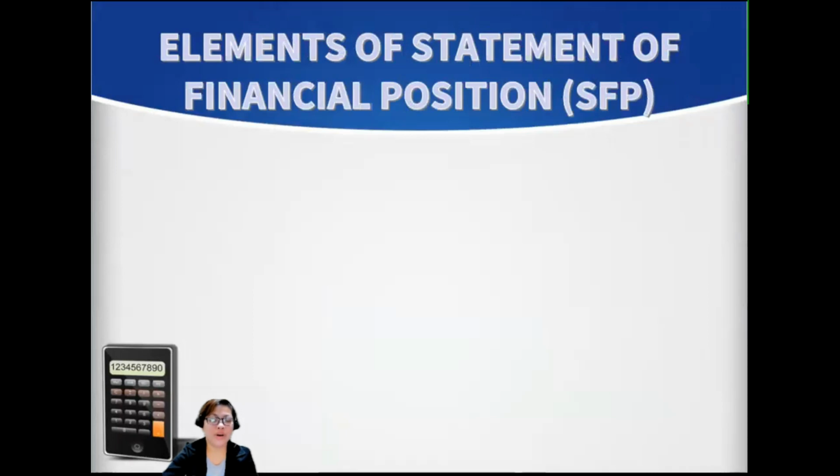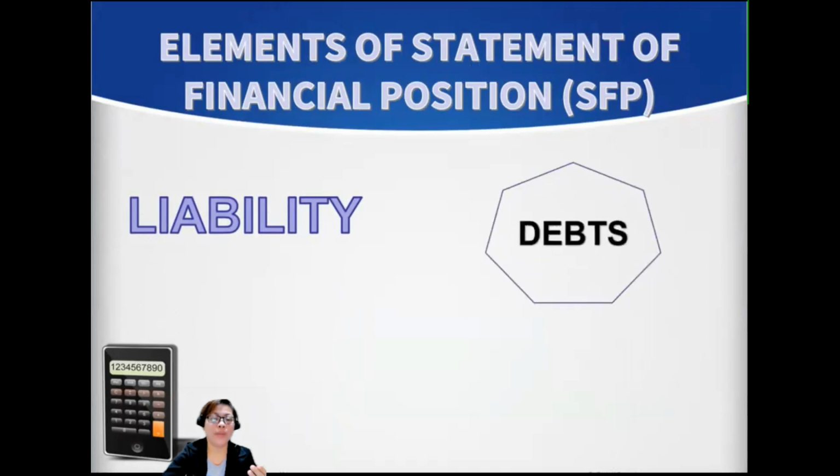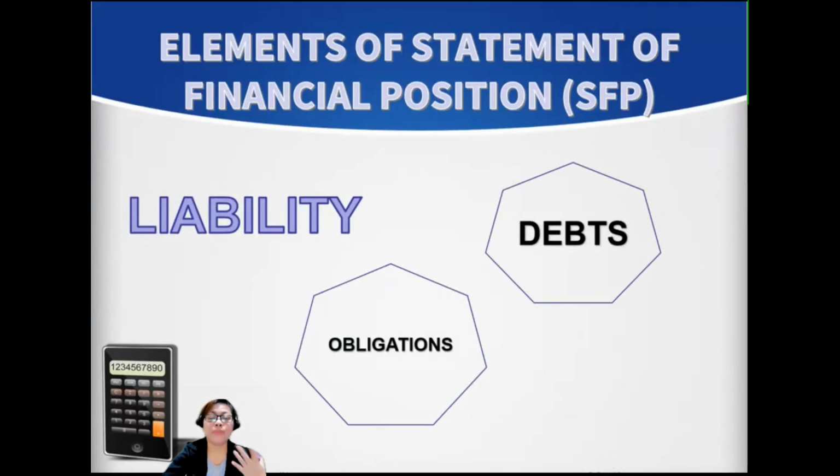Another element of financial position or statement of financial position is what we call the liability. Liabilities are the debts or obligations of the business. They are the present debts or obligations resulting from past events and whose settlement will cause an outflow from the resources of the enterprise.